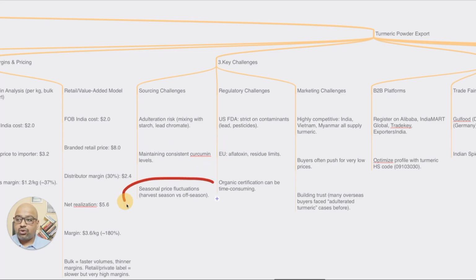Then look towards seasonal fluctuation, harvest, off season, all of it. What I suggest is be transparent.